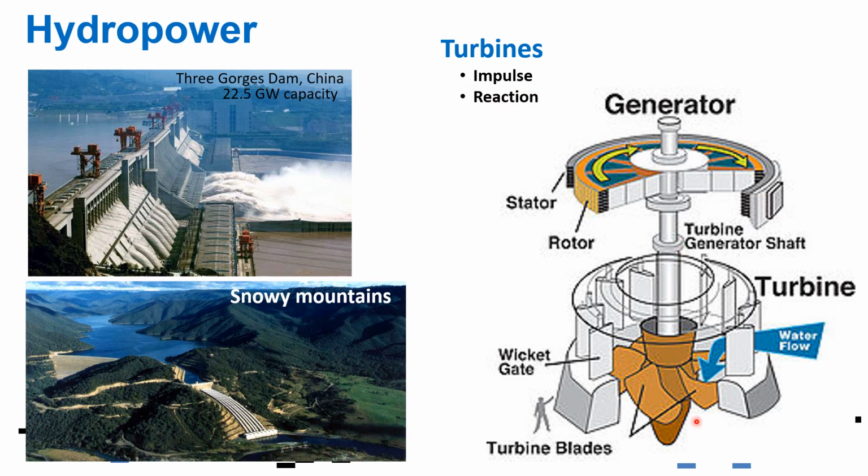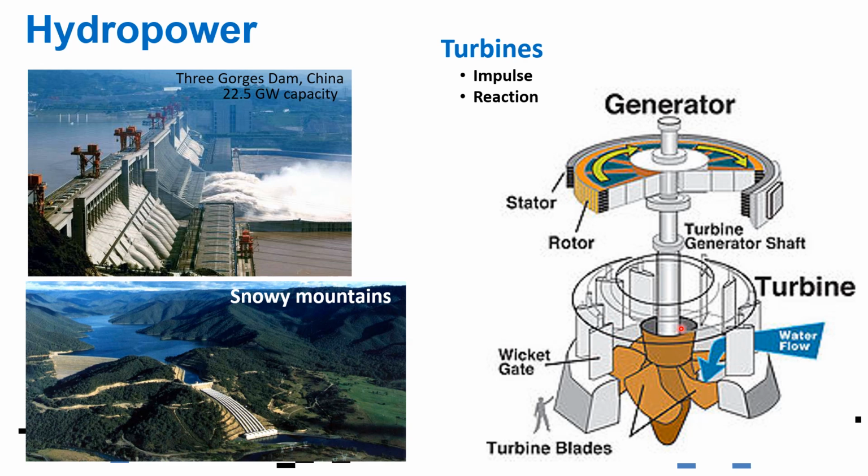We can see from here a simple schematic of how the turbine looks. We have a propeller type of turbine blades here, and the water is coming from the dam through the penstock. The penstock is like a very long pipe that enables the flow of water to go towards the propeller type of turbine. So this one turns now.